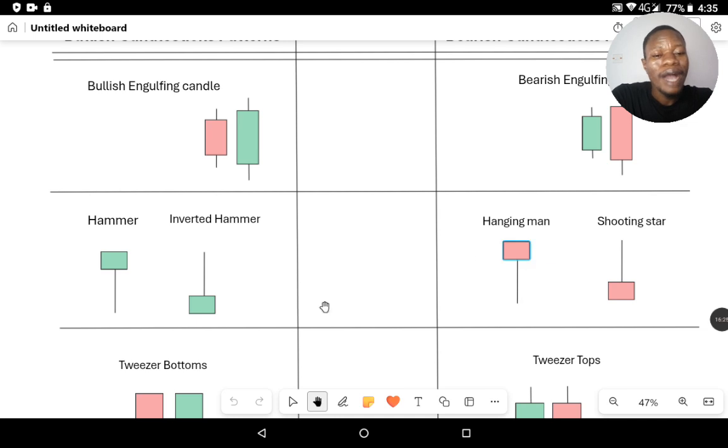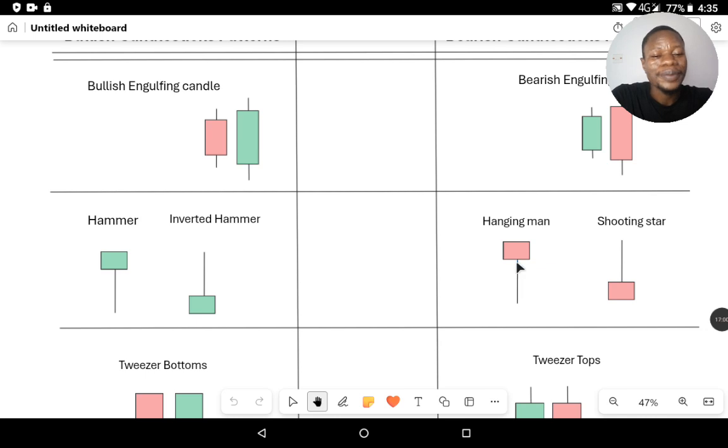So when you have this pattern at the resistance level, it is called hanging man. At the support, it is called hammer, but at the resistance, it is called hanging man. It shows that the market was going up, then at the resistance level, the buyers couldn't push the market further. So what now happened? The sellers set in and pushed the market down.